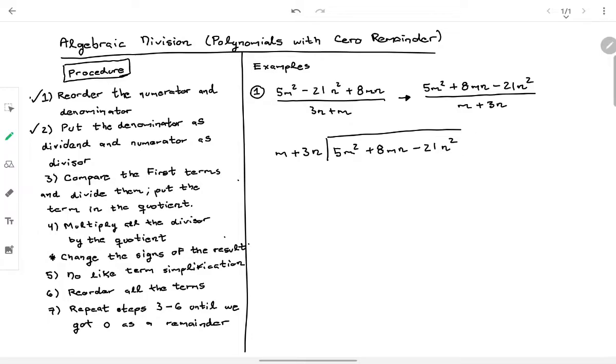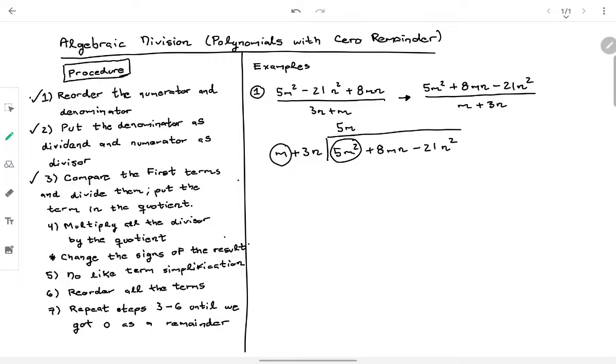Step number 3 says compare the first term. So in this case, we need to compare m with 5m squared. We will need to look for a number that multiplied by m, we will get 5m squared. So in order to obtain 5m squared, we need the term 5m, because 5m multiplied by m is 5m squared. So we have finished step number 3.